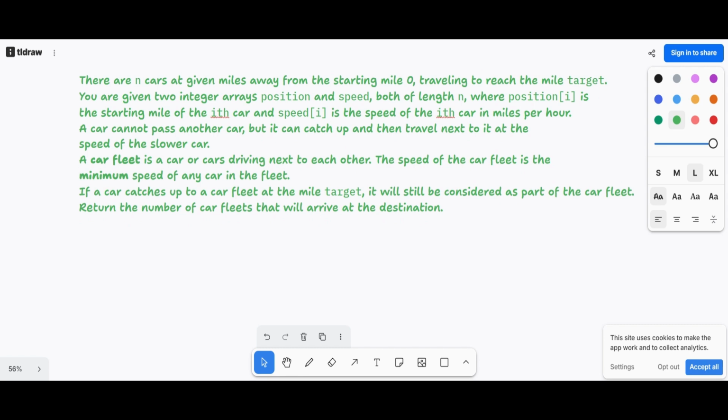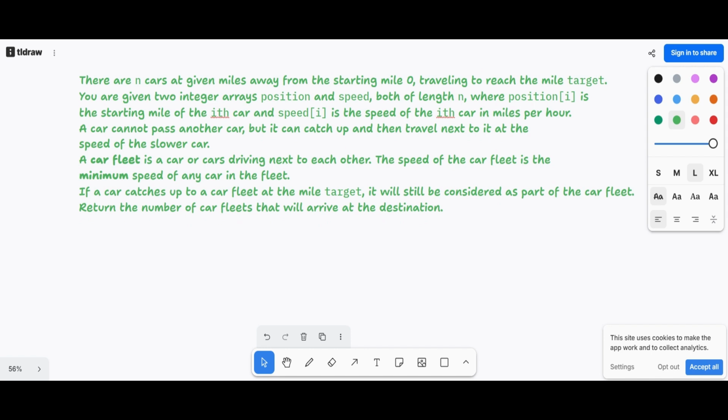0 and they are traveling to reach the mile target. Now you are given two integer arrays, position and speed, both of length n, where position I is the starting mile of the ith car and speed of I is the speed of the ith car in miles per hour.